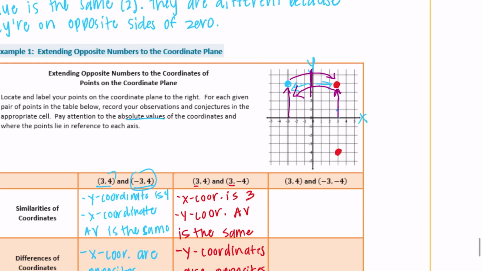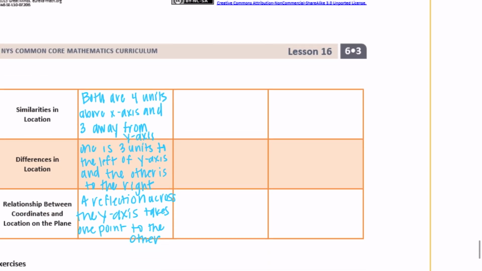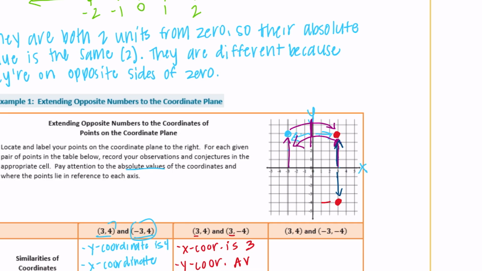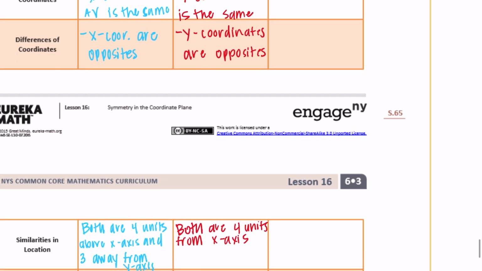Similarities in location. They are both 1, 2, 3, 4 units from the x-axis. Let's see if they have any similarity to the y-axis. They're both 1, 2, 3 from the y-axis.